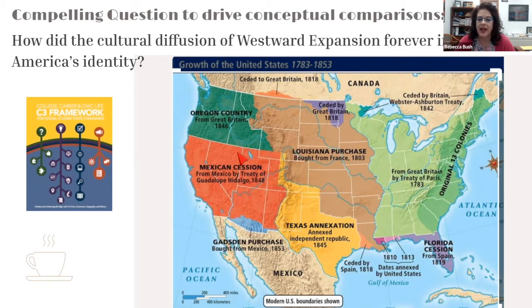And so again, this is not going to be a complete IDM, but we are going to use some of the key components of an inquiry design model, and we are going to frame inquiry through this particular compelling question, really focusing on cultural diffusion during the time period of westward expansion, and how that cultural diffusion occurring during that time period impacted America's identity for years to come.